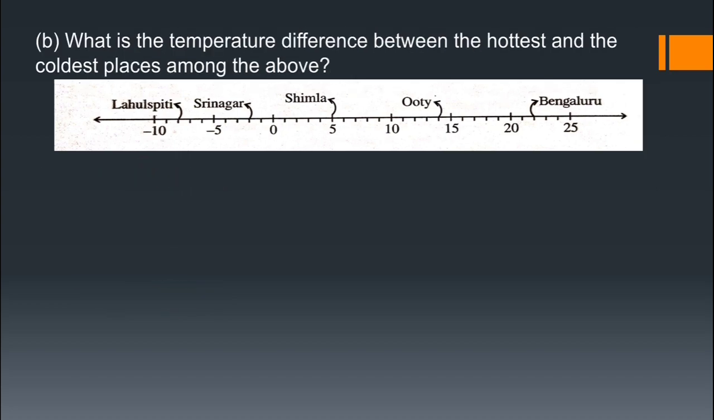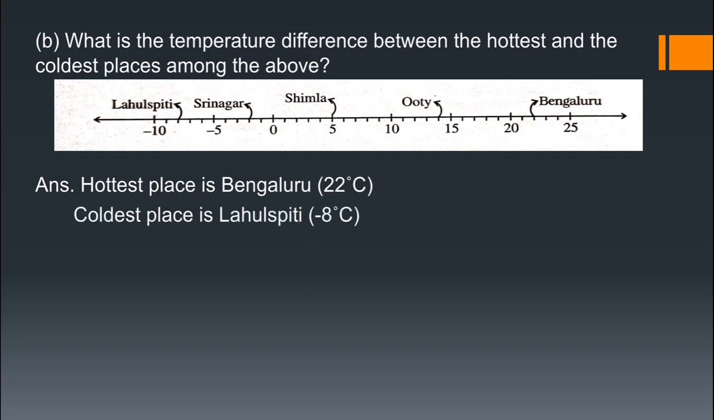Our next part is: what is the temperature difference between the hottest and the coldest place among the above. Here we can see that the hottest place is Bangalore, having temperature 22 degrees centigrade, and the coldest place is Lahaul Spiti, having temperature minus 8 degrees centigrade. Now we have to take the difference of these two places. Whenever we have to take the difference, we subtract the smaller value from the larger value. Here you can see that 22 is the larger value and minus 8 is the smaller value.